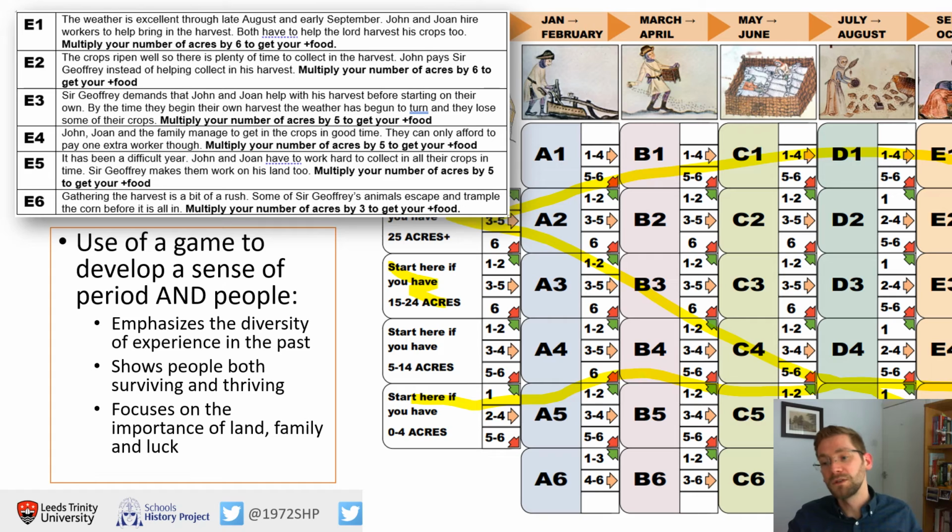What do we do with this, therefore? Well, this starts out the topic for students. It uses a game to engage them, but it has a very serious purpose because it develops a sense of period. It helps them develop a sense of people and how people behaved in the past and the logical decisions people made. And it develops in them a sense of the things that mattered.